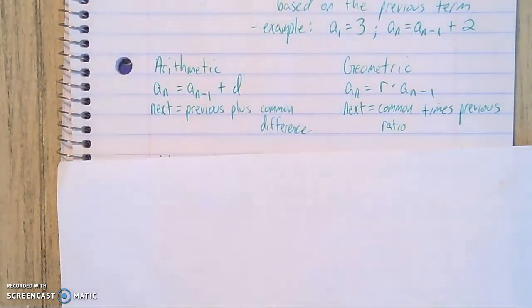For a geometric one, a sub n, the next term, is equal to r, the common ratio, times that previous term. So again, you just take the previous term, multiply by the ratio, and you get the next one. Now take that one, multiply by the ratio, and you would get the next one again. So again, explicit rules, what we worked on before, are really good for skipping around and getting whatever term you want. Recursive rules are really good for getting the next term.